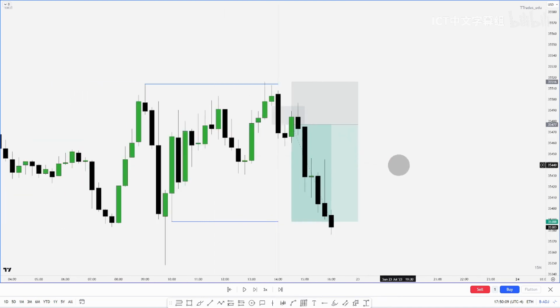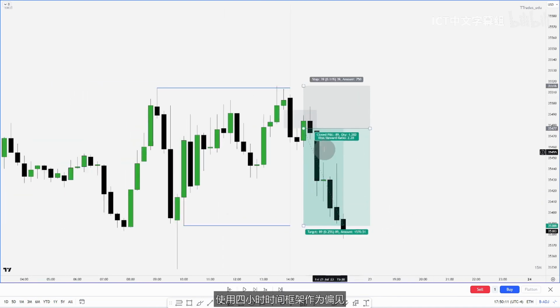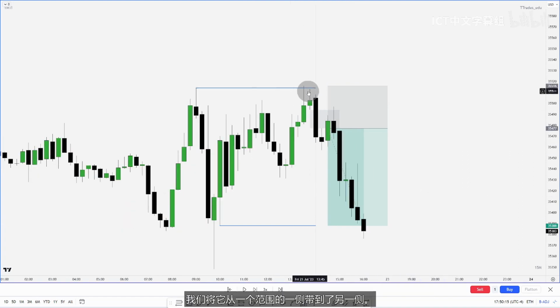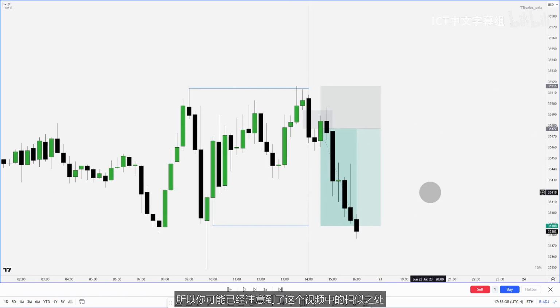And there we go, using the 4-hour time frame for bias and a 15-minute time frame for execution. We took it from one side of the range to the other. So you may have noticed the similarities in this video to my daily bias video, and that is because these concepts are fractal. If I was to use this on the weekly chart, I would use it the same way as I did on the 5-minute chart.